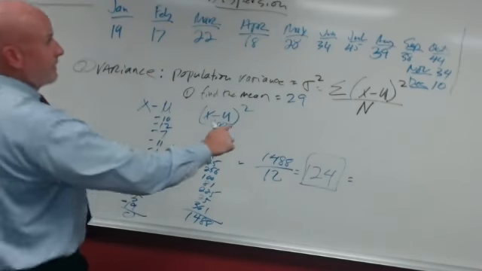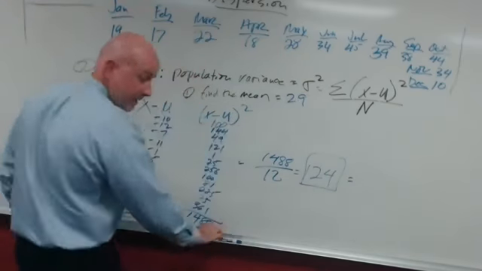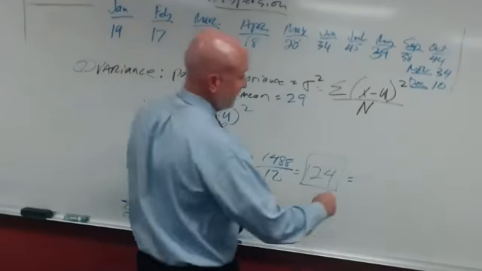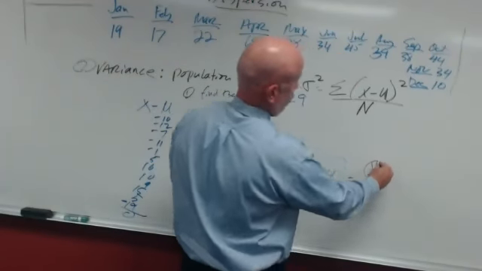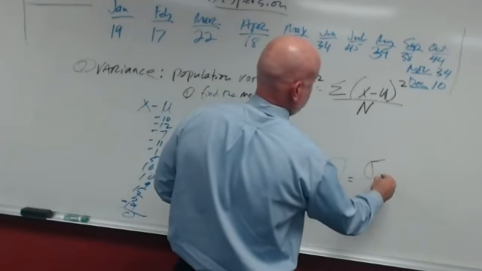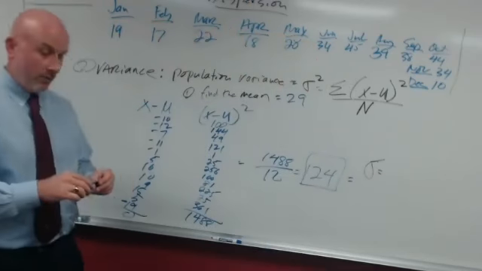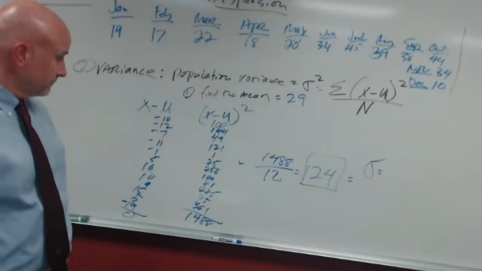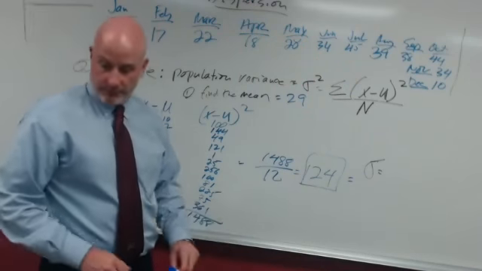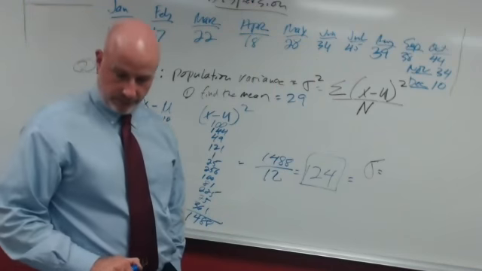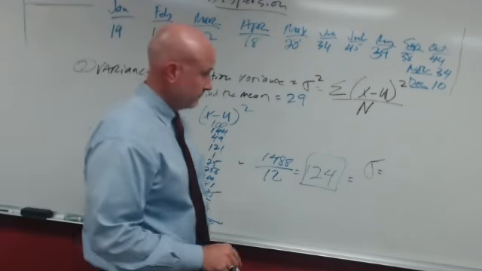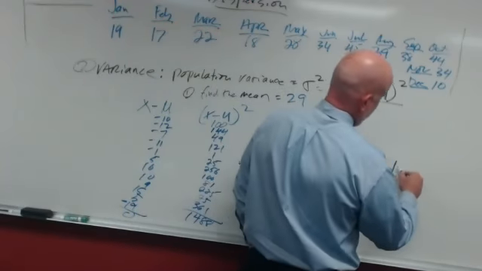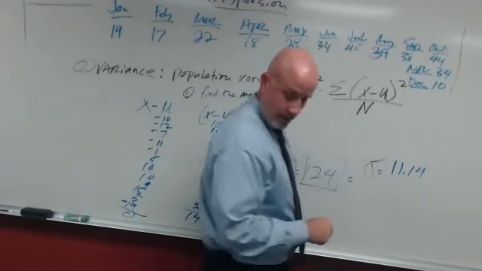where's my formula for my variance? So my square root, just going to call it that. What's the square root of 124? 11.14.